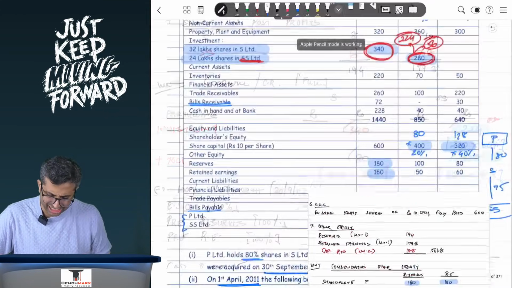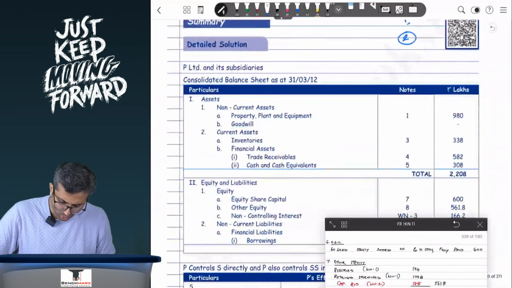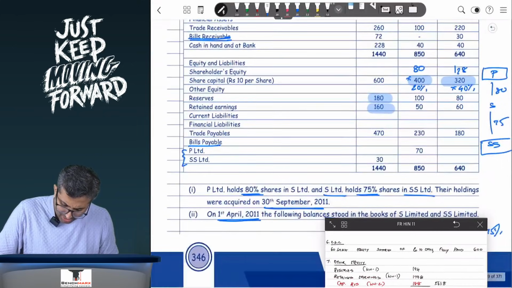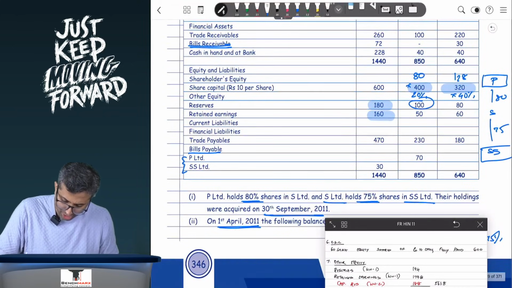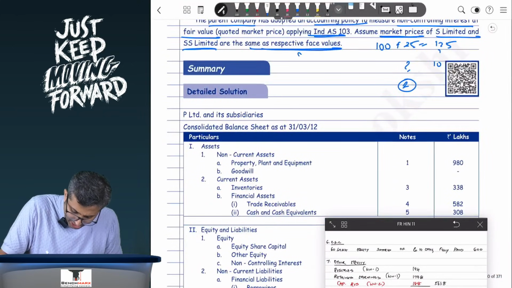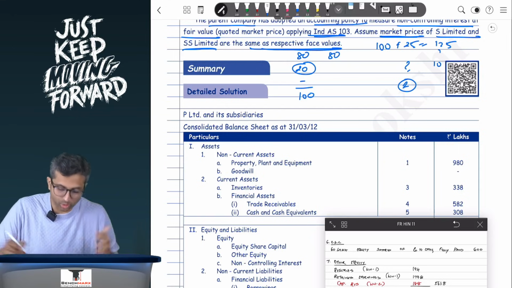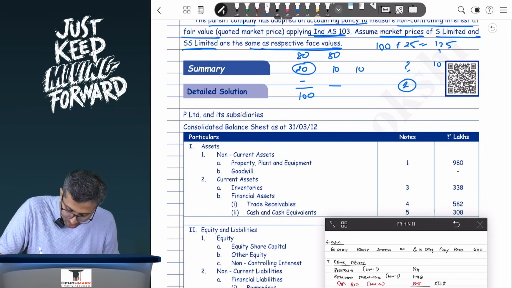If I look at S, for example, what are your reserves? Sir, your reserves in S were 80 at the beginning, and at closing this became 100. So there was 80 at the beginning, and during the year you must have earned 20, and hence at closing it became 100. 80 is fully pre-acquisition. 20 is earned throughout the year, and hence 10 will be pre, 10 will be post, and as a result this is 90 and 10.